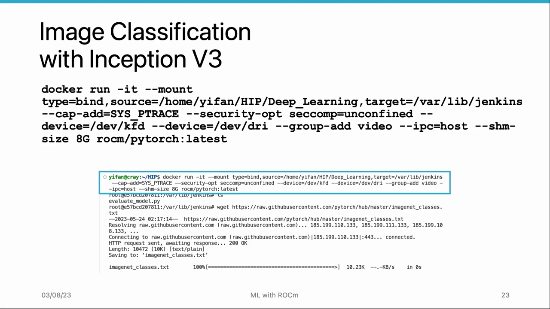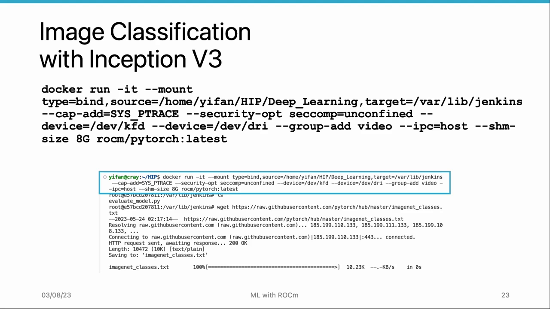Notably, we employ the mount flag to establish a connection between a directory on the host machine and the Docker container. By specifying type as bind, we indicate the utilization of a bind mount, which facilitates the seamless integration of a host machine directory into the container's file system. This allows for easy data sharing and interaction between the two environments.